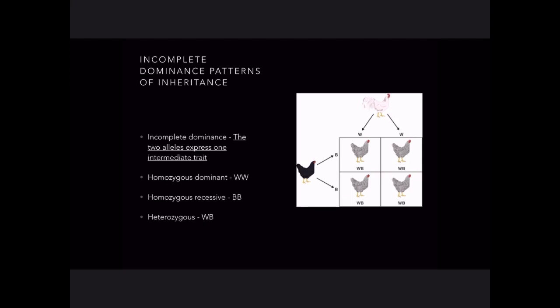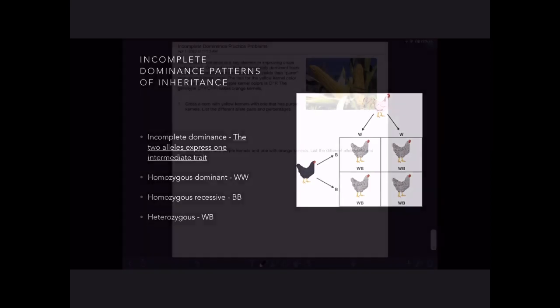Now, the difference between incomplete dominance and codominance is that in incomplete dominance, both of the alleles are mixed. They're expressed as one trait. While in codominance, we have two alleles expressed, so there are two traits being expressed at the same time. And if we look at the image, the Punnett square with the chicken drawings, we see that the outcome is all incomplete dominance and that they're all mixed.